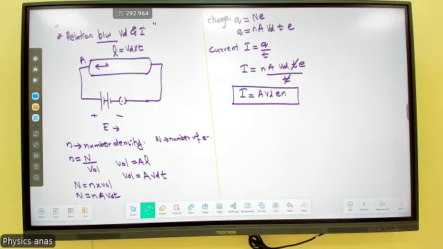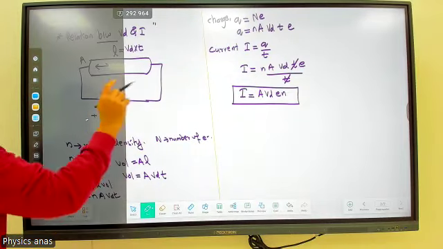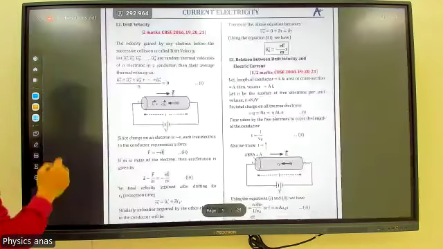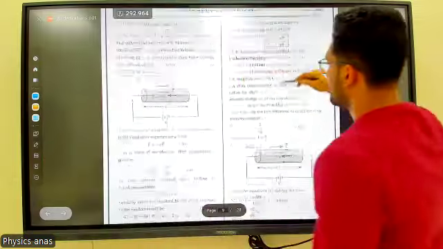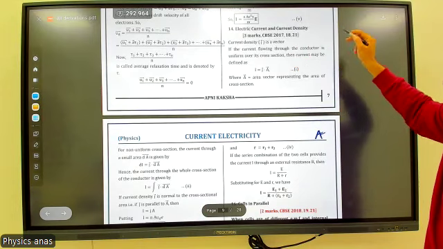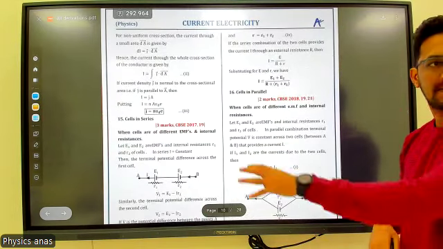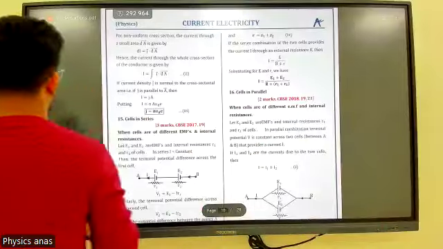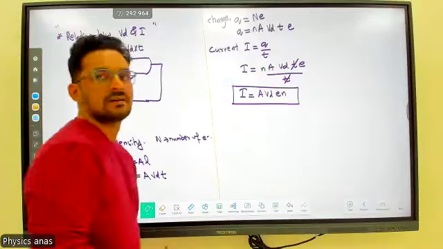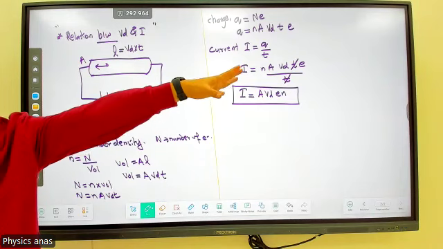Everything is okay? Yes. Then that is the second derivation, the fourth one: electric current and current density. It's not that complicated. This is I, current. Current is equal to n A e v_d.